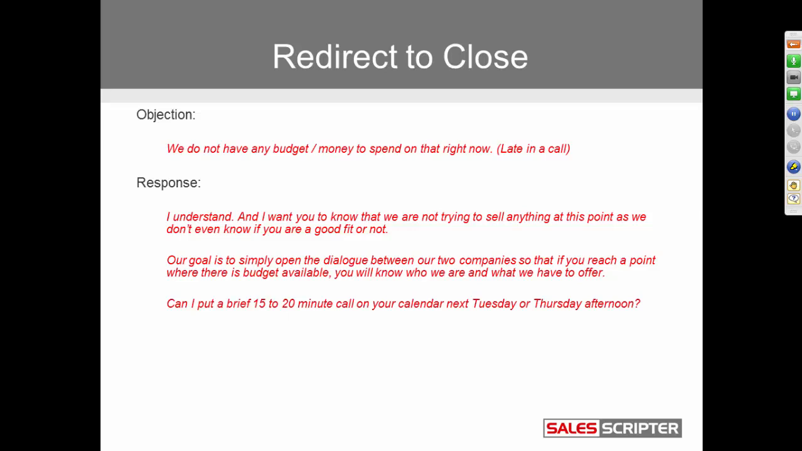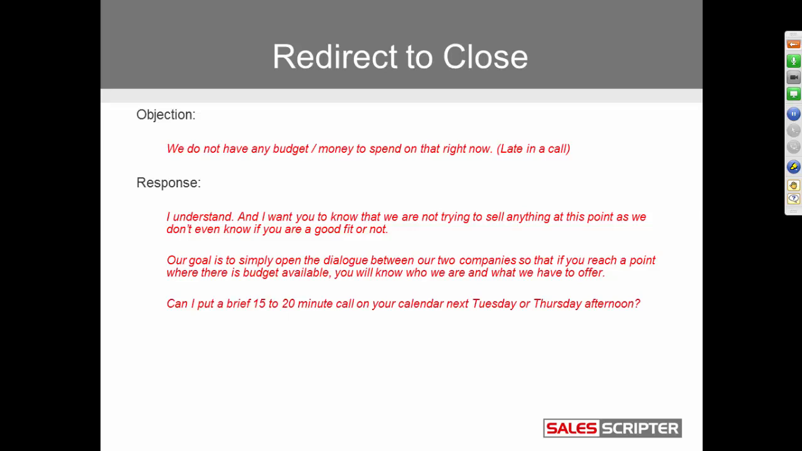A response that I sometimes say is, "Hey, I understand, and I want you to know we're not trying to sell you anything at this point, so it's okay that you don't have budget to spend. Really, I'm reaching out to establish a dialogue and conversation between our two companies, so that when you reach a point where the budget is available, you'll know what we have to offer, and then you can reach back out to us, or I might check back in with you down the road, and then we can pick up where we left off."